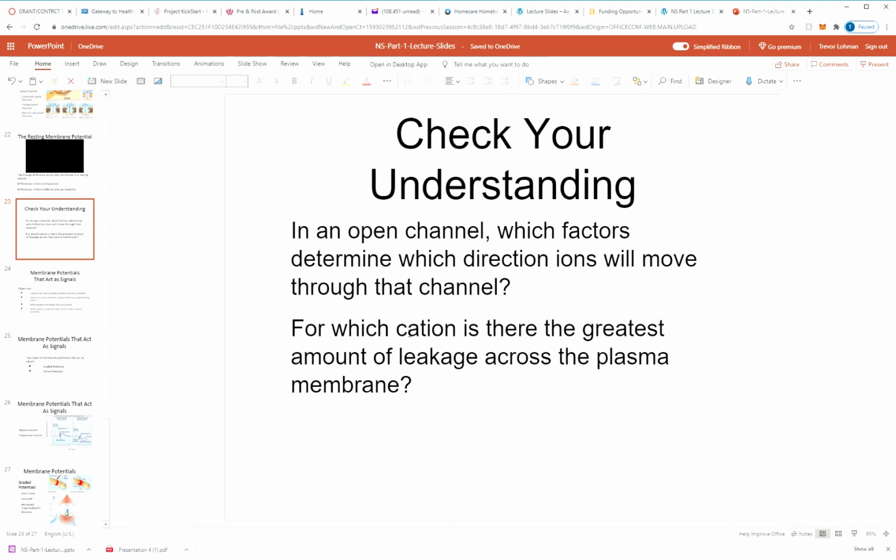For which cation, so that's a positively charged ion, is there the greatest amount of leakage across the plasma membrane? That is potassium. Potassium has the greatest amount of leakage.